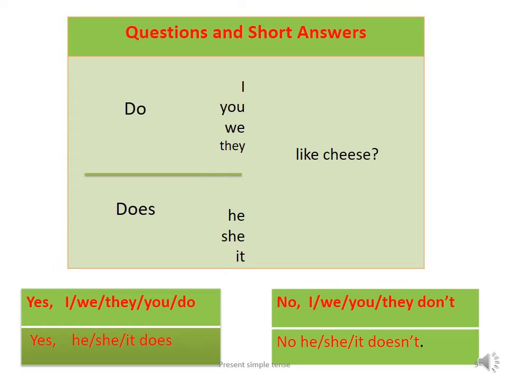Class, I would like you to please practice saying these sentences. If you have someone at home who speaks English, please, if you can, practice speaking with them. One person asks the questions and the other person gives the answers. You can do both negative and positive answers.